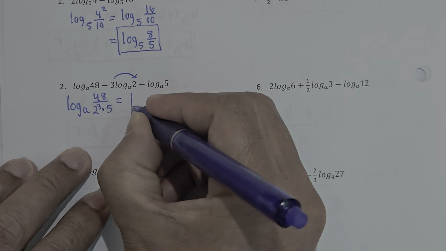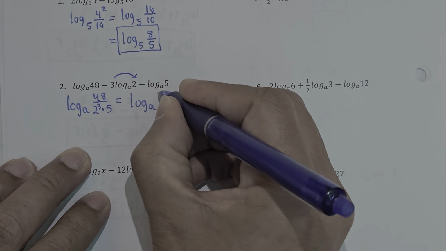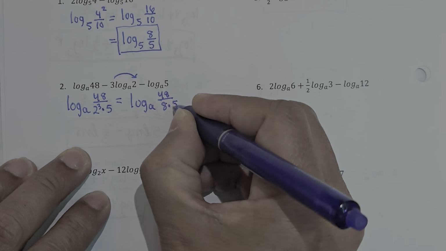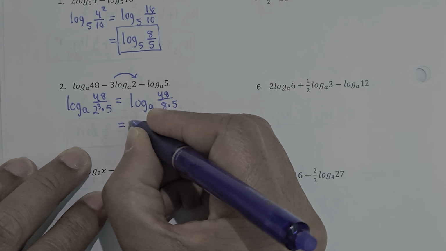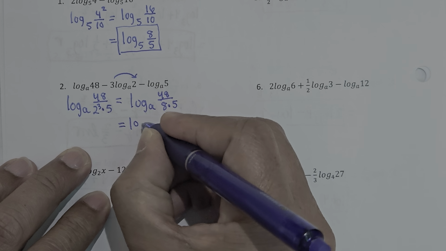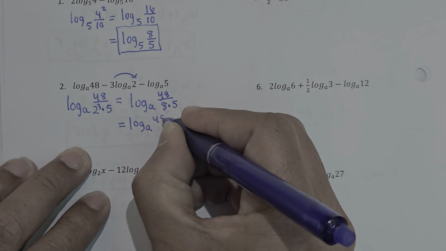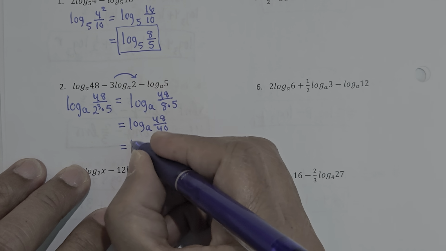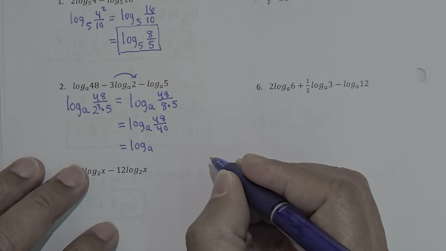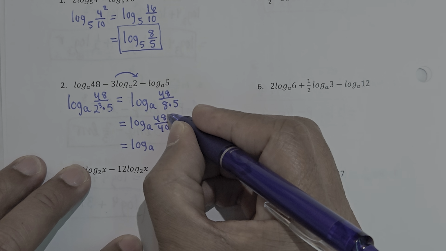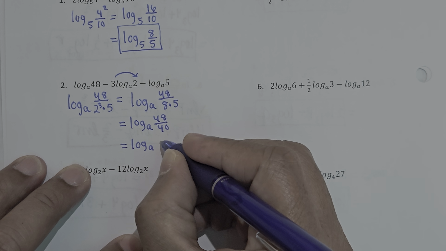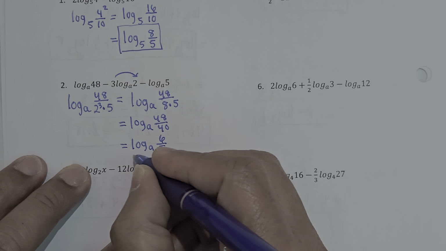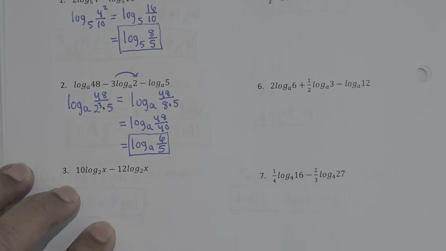So then this is equal to log base A of 48 over 2 cubed, which is 8, and 8 times 5 is 40. So then we have log base A of 48 over 40. But 48 over 40 simplifies: 8 goes into 48 6 times, and 8 goes into 40 5 times. So this simplifies to log base A of 6 over 5. And that is the answer to that example.